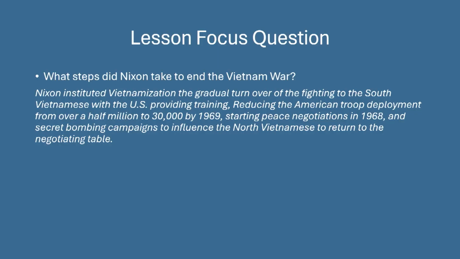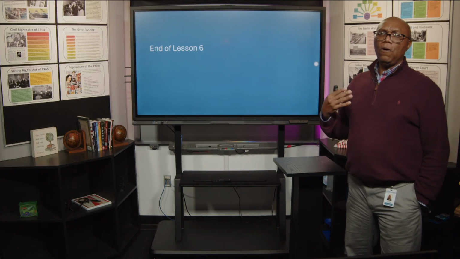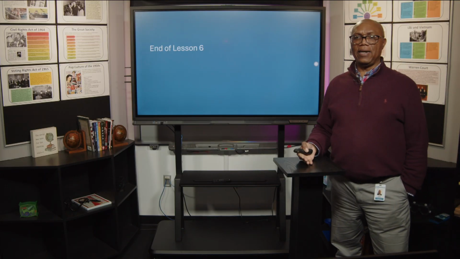What steps did Nixon take to end the Vietnam War? Nixon instituted Vietnamization, which was a gradual turnover of the fighting to the South Vietnamese, with the U.S. providing training, reducing the American troop deployment from over 500,000 to 30,000 by 1969, which he didn't reach, by the way, and then starting peace negotiations in 1968 and secret bombing campaigns to influence the North Vietnamese to return to the negotiating table.